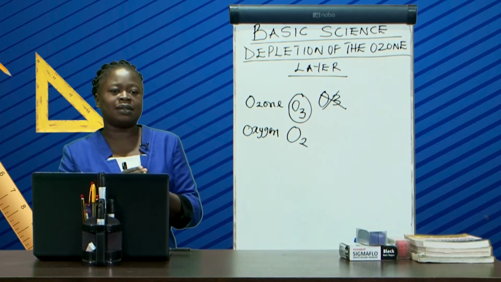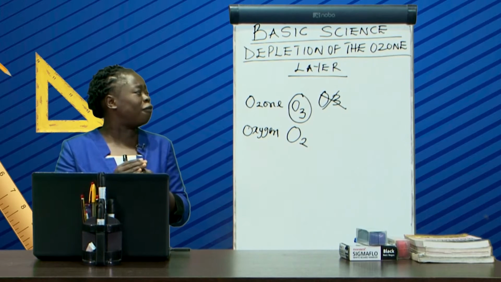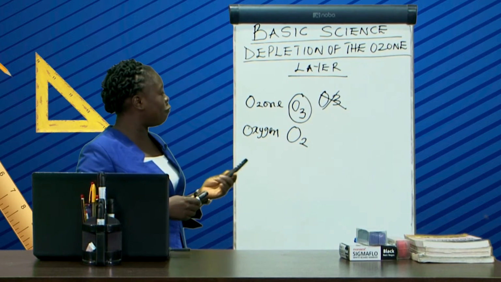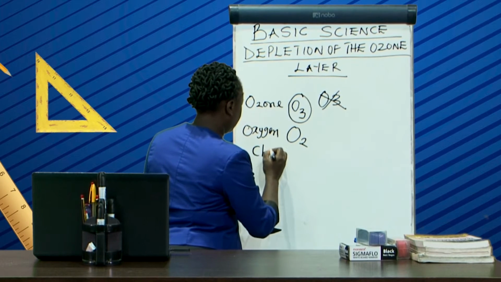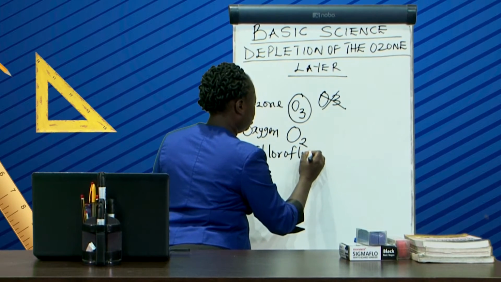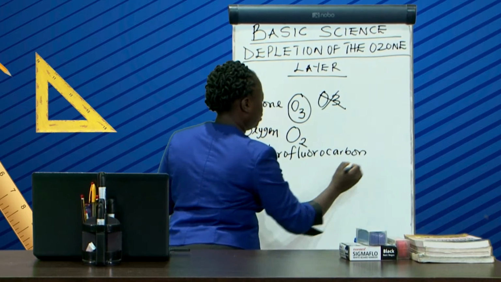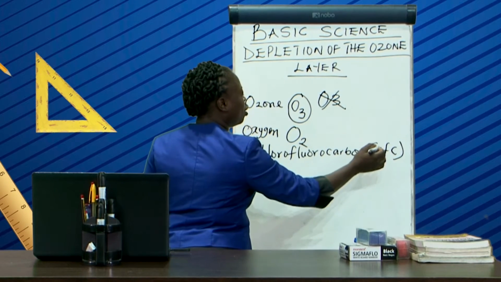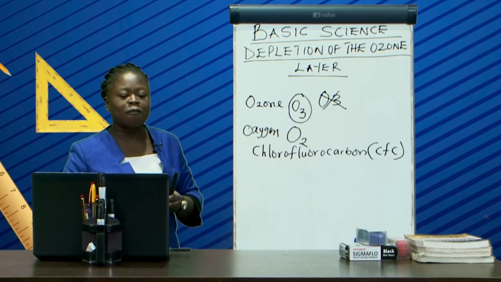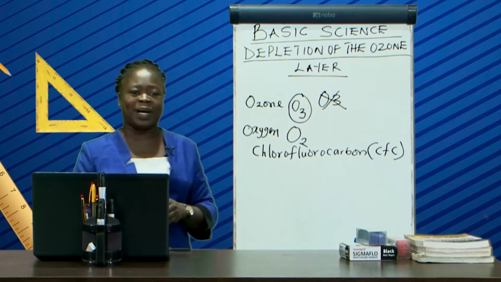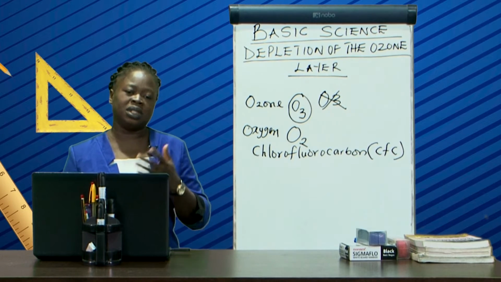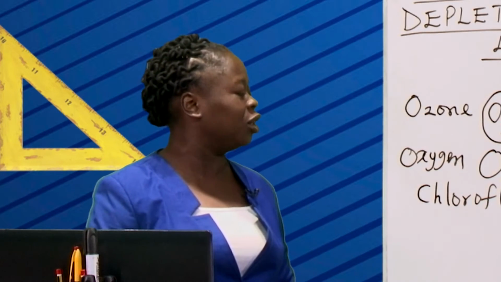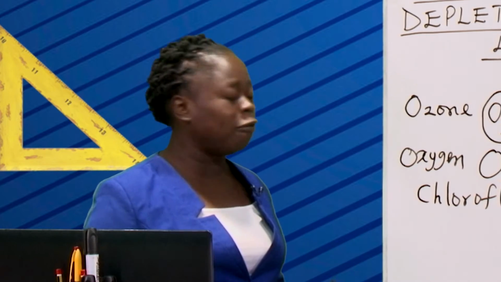We have halons. And the general one that most of us may know is what we call chlorofluorocarbon. Sometimes in your textbook, you see it as CFC, chlorofluorocarbon. Chlorofluorocarbon and other related compounds are released into the atmosphere. And where do we find all these things we've mentioned? I mentioned halons and chlorofluorocarbon.